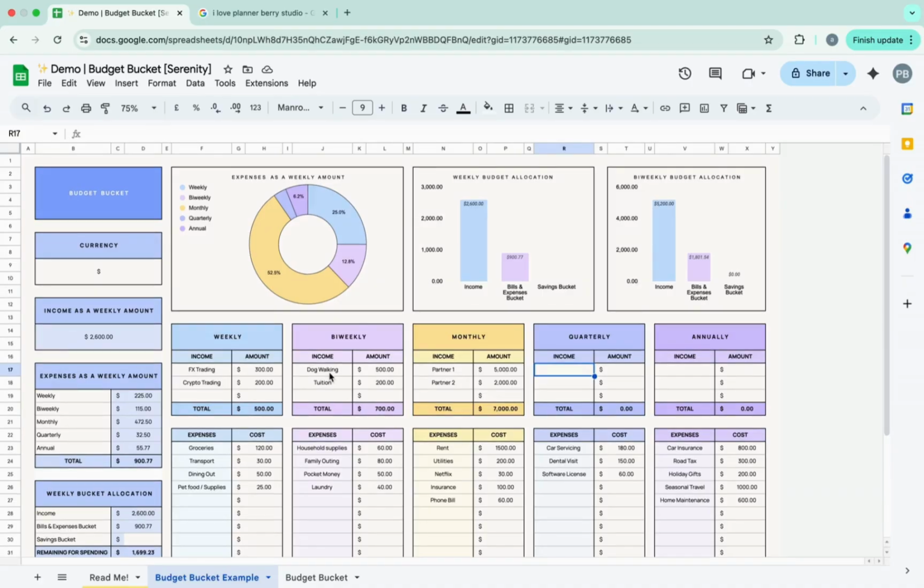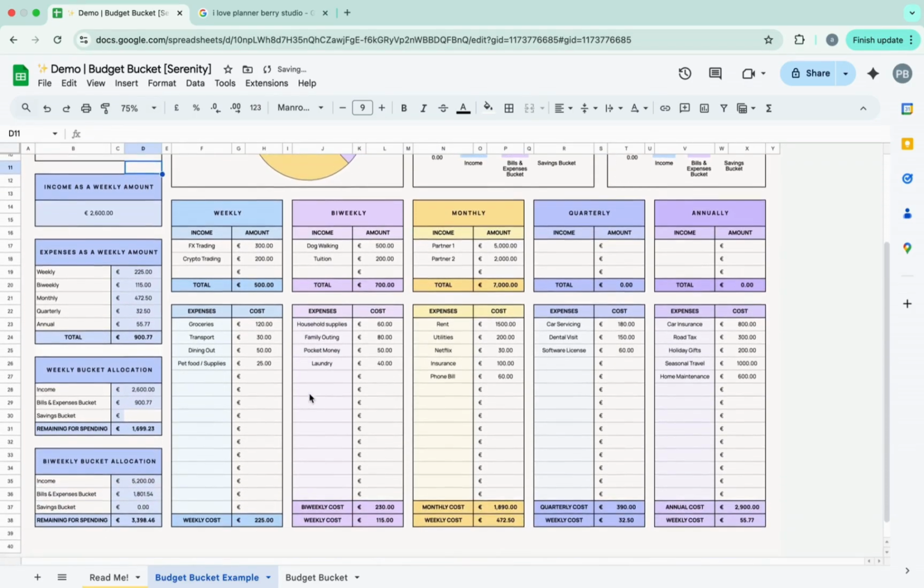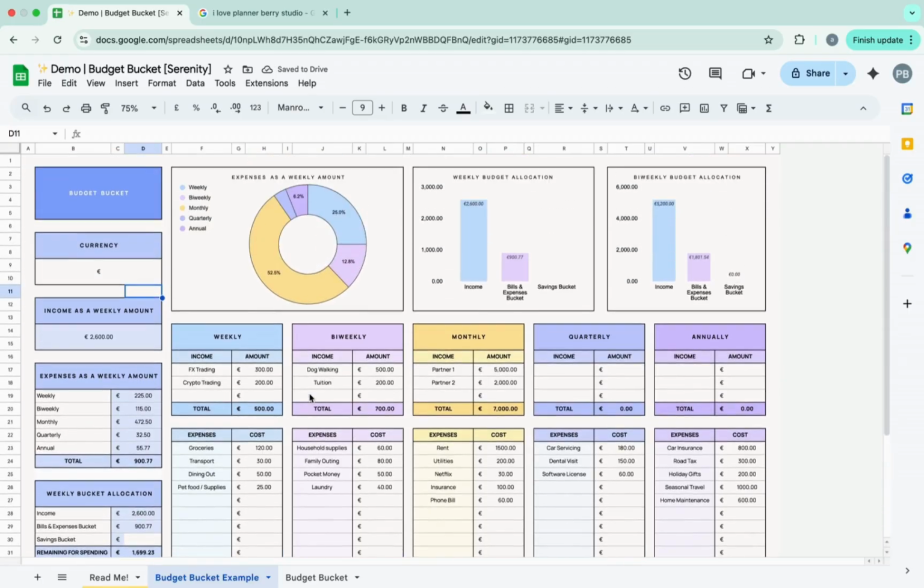Alrighty, so let's walk through the setup. The first thing you're going to do is head over to this currency section over here and indicate the currency symbol of choice. So if you guys are used to a different currency, you can simply enter the symbol here and bam, it changes dynamically across the whole sheet. Alright, so I'm just going to leave it as US dollar for now.